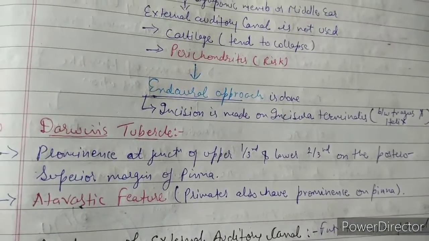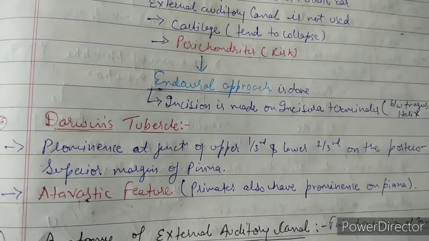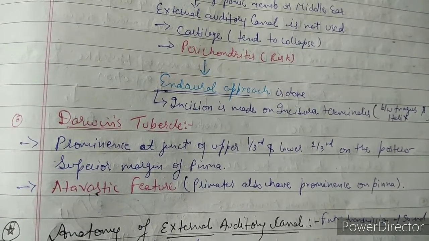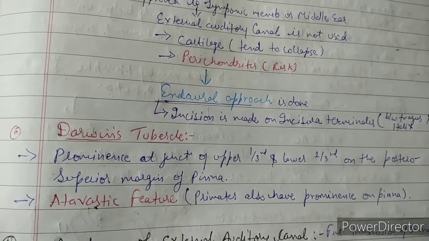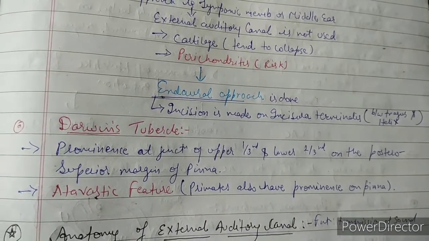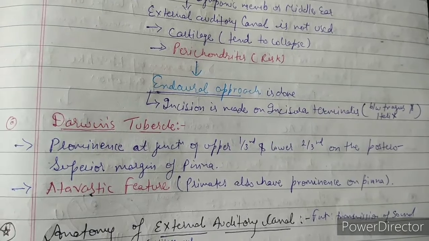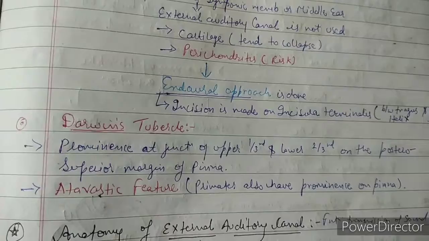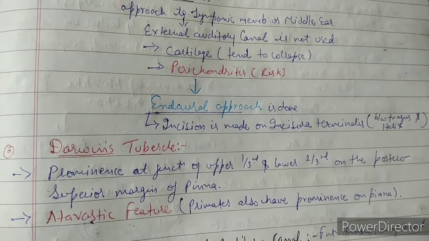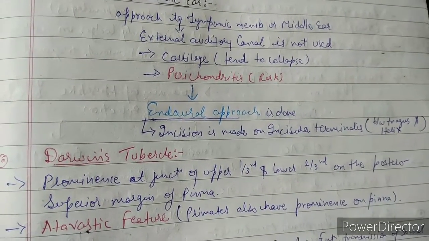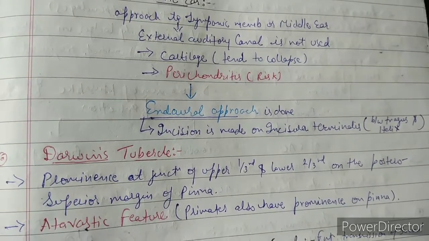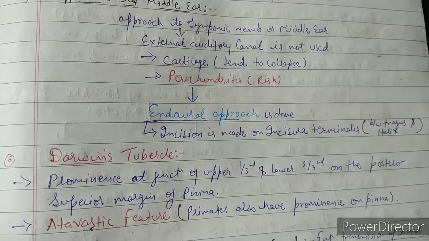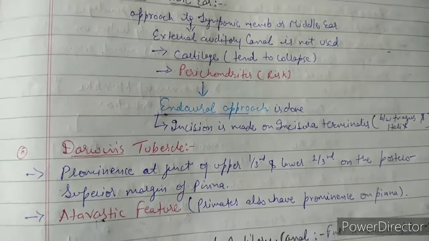Now another feature we have is Darwin's tubercle. Guys, what is this tubercle? It is also an identification mark present in some human beings. It is a prominence at the junction of the upper one-third and lower two-thirds of the posterior superior margin of the pinna, that is the helix of the pinna. At that junction we have a little tubercle-like prominence, known as Darwin's tubercle, and it is an atavistic feature which is commonly present in primates.